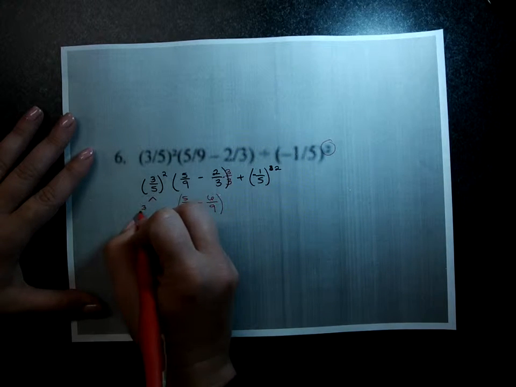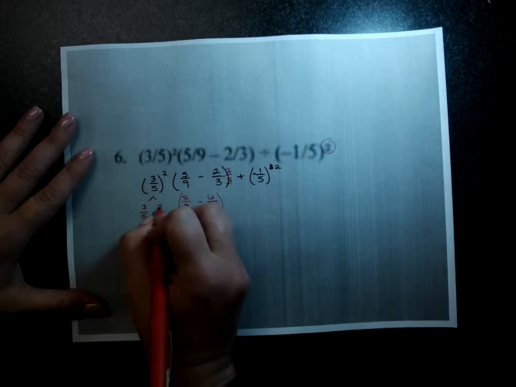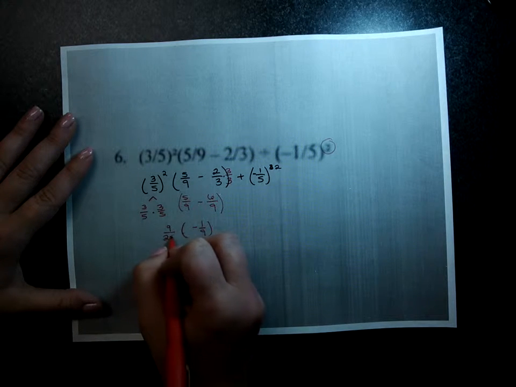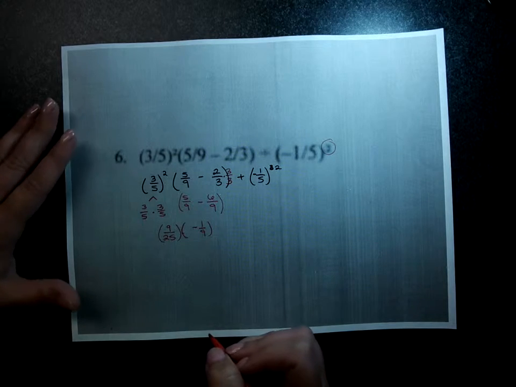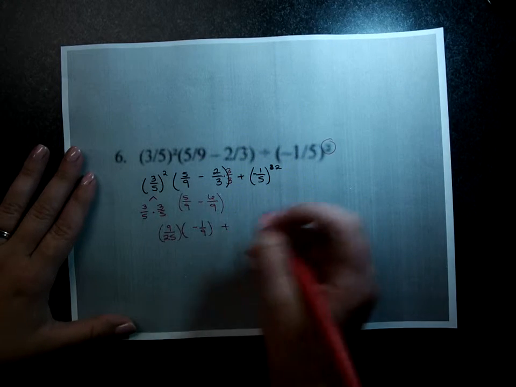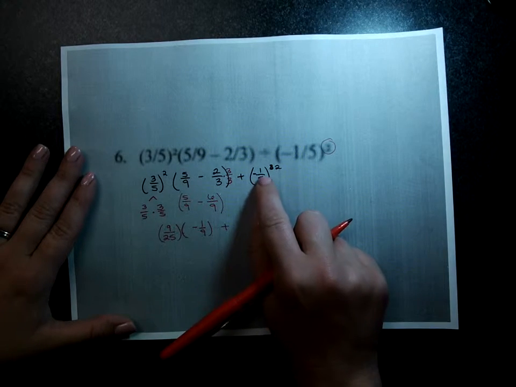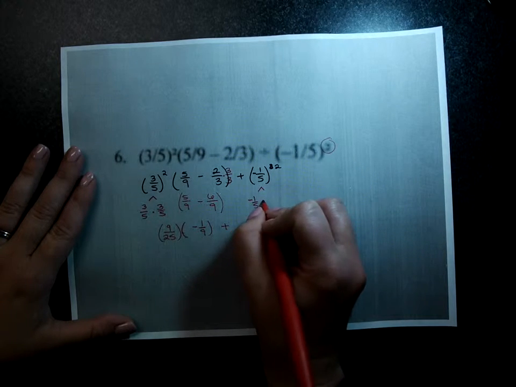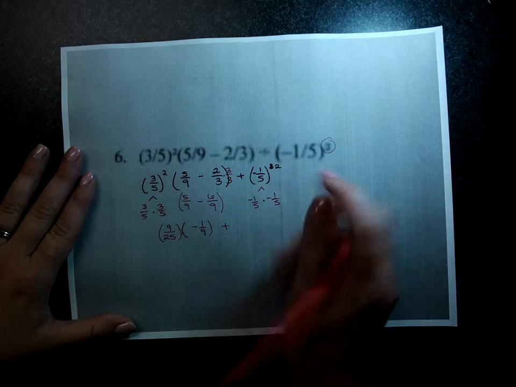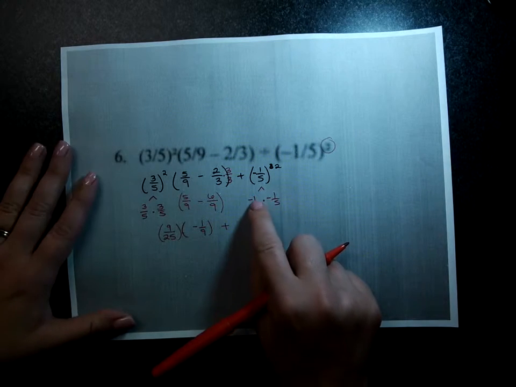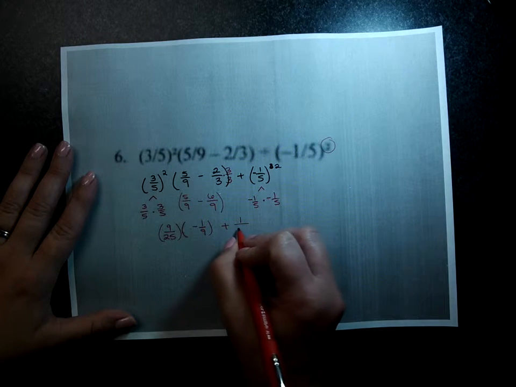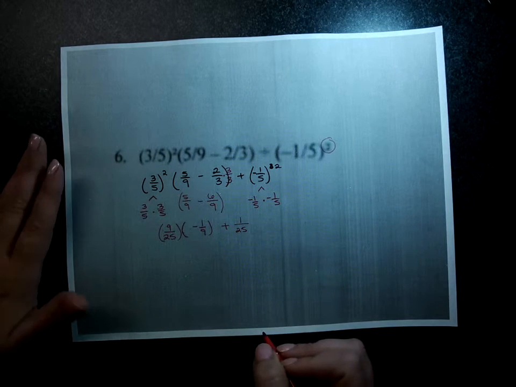Then I'll work over here 3/5 to the second power. That means 3/5 times 3/5, which is 9/25. And then this is plus negative 1/5 squared, which is negative 1/5 times negative 1/5. The negative times the negative makes a positive. 1 times 1 is 1. 5 times 5 is 25.